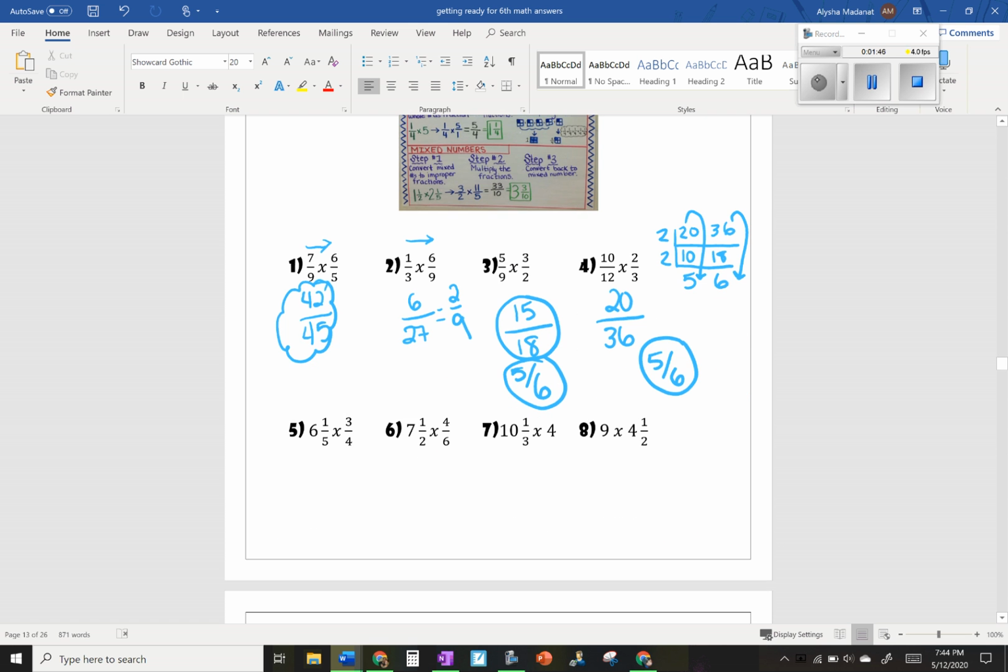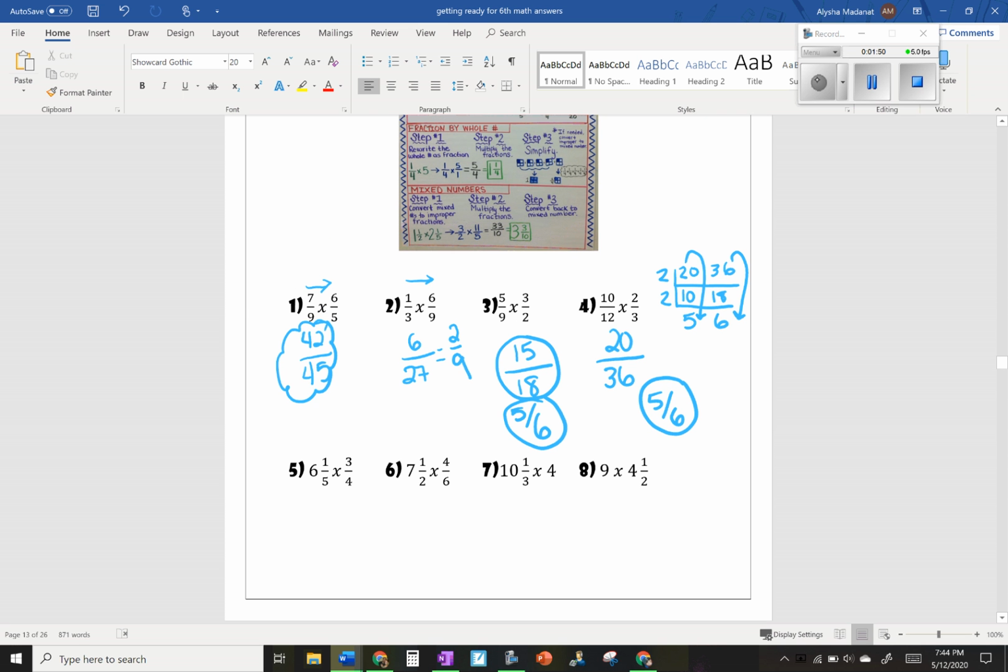Now we've got a mixed fraction by a proper fraction. So the first step you have to do, if you look at your anchor chart, is you have to turn your mixed fraction into an improper fraction. So you're going to do this by doing MAD, which is what we learned on the other page. So you're going to do 6 times 5, which is 30, plus 1 is 31 over 5. And then you're going to times that by 3 over 4. So 31 times 3 is going to become 91, and 5 times 4 is going to be 20.